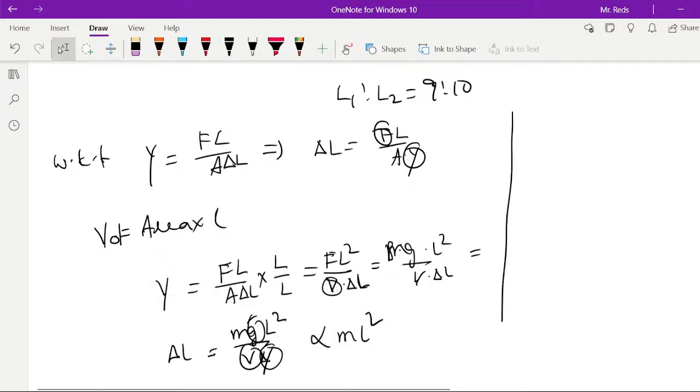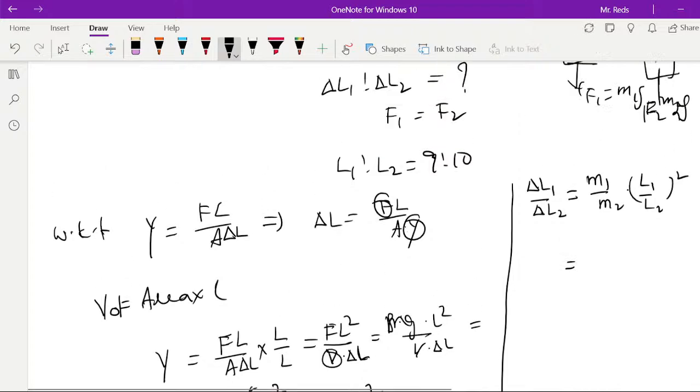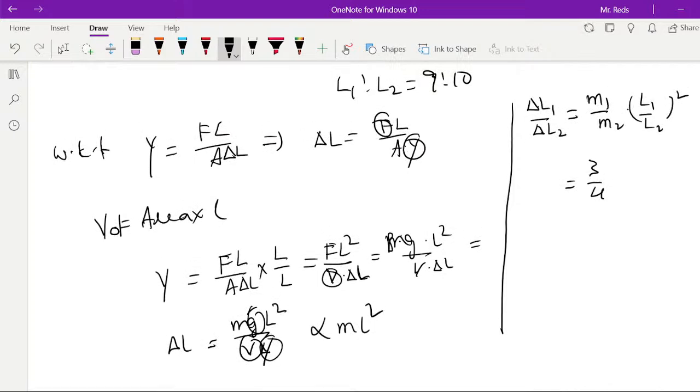From this, we can express delta L1 by delta L2 is equal to m1 L1 square by m2 L2 square, or m1 by m2 into (L1 by L2) whole square, right? The m1 m2 ratio is given. What is that? 3 by 4. 3 by 4 into L1 by L2, which is 9 by 10. 9 by 10 square means 81 by 100 is delta L1 by delta L2. So on simplifying, what will we get?